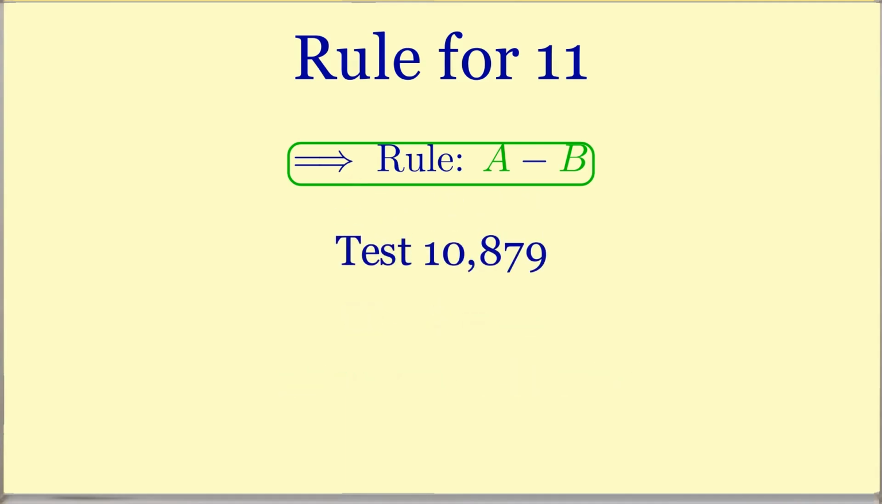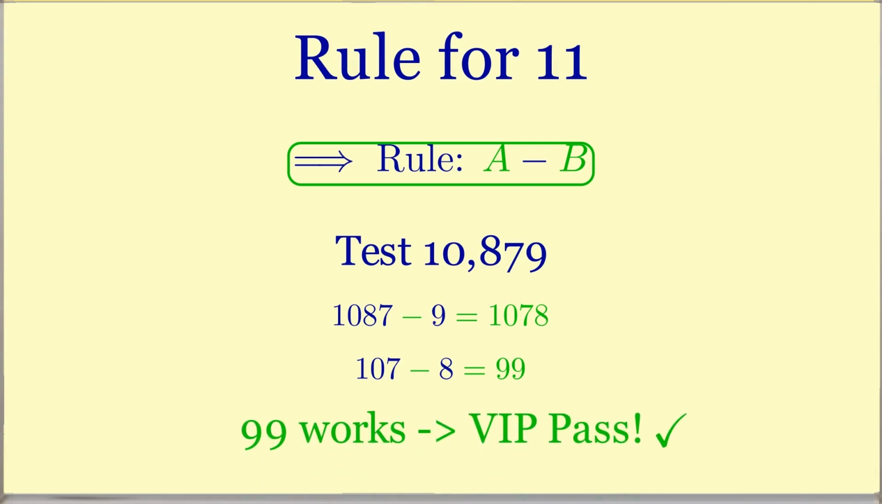Example 3. Let's try a beast, 10,879. Round 1. Chop off the 9, subtract it from 1,087. That gives 1,078. Round 2. Take 1,078, chop off the 8, subtract it from 107. That leaves 99. Since 99 is a beautiful multiple of 11, our original giant number is totally divisible by 11.